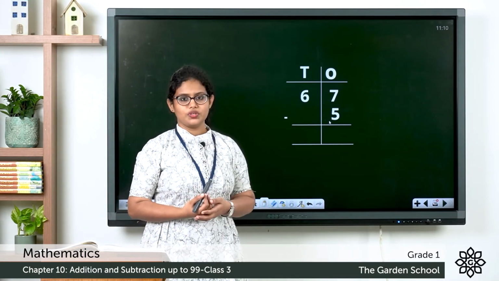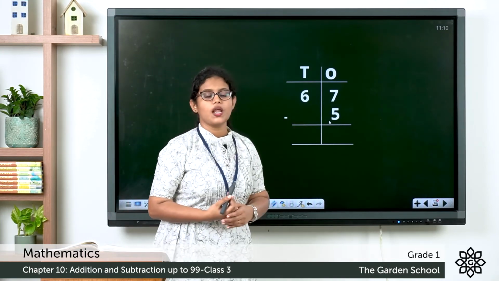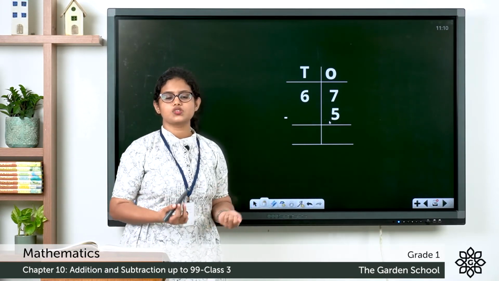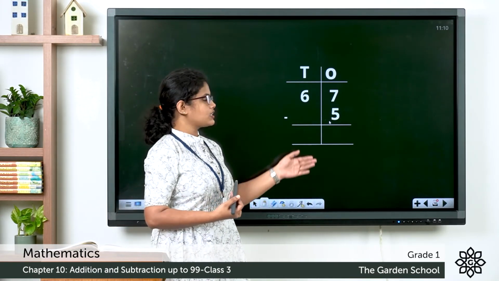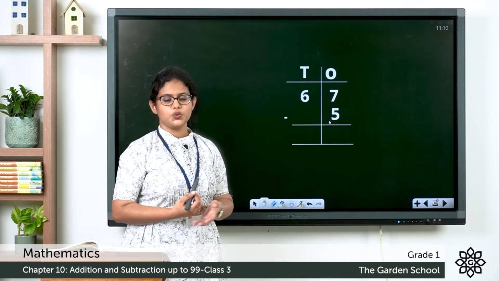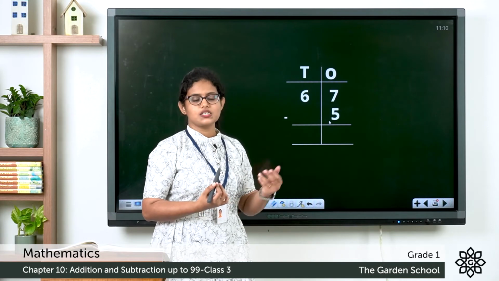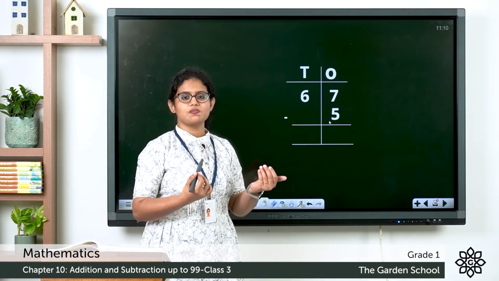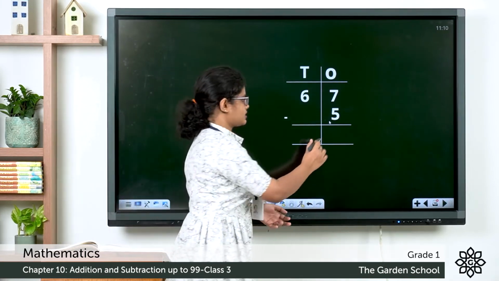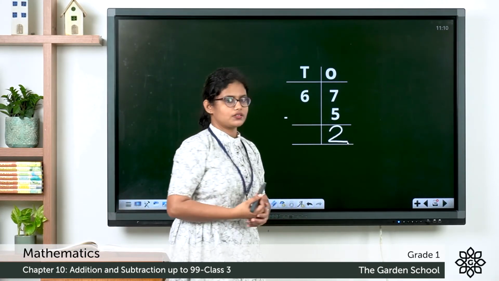So let's do one more. 67 minus 5. You need to take away 5 from 67. So see the ones place. We have 7 ones and 5 ones. You need to take away 5 from 7. 7 ones minus 5 ones. That is 2 ones. So let's write 2 here.